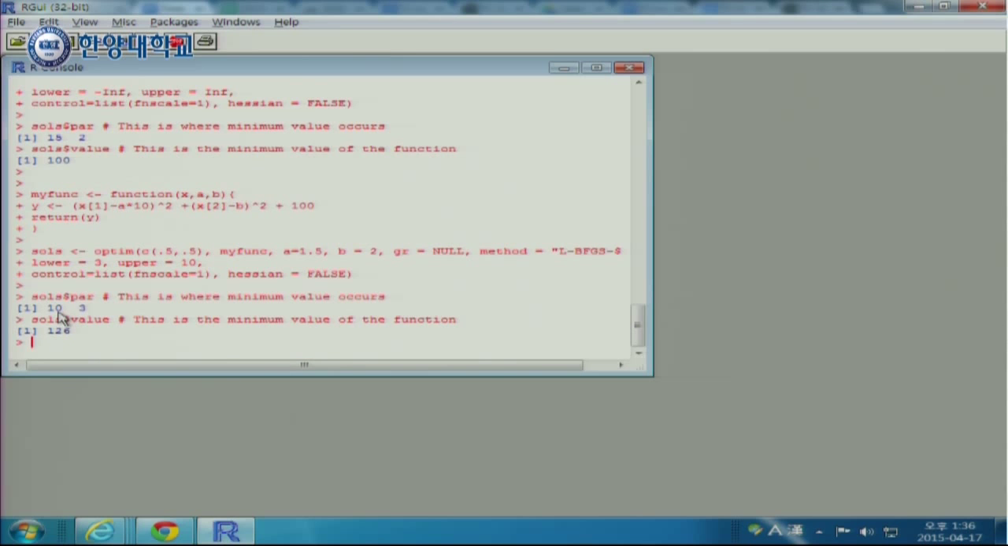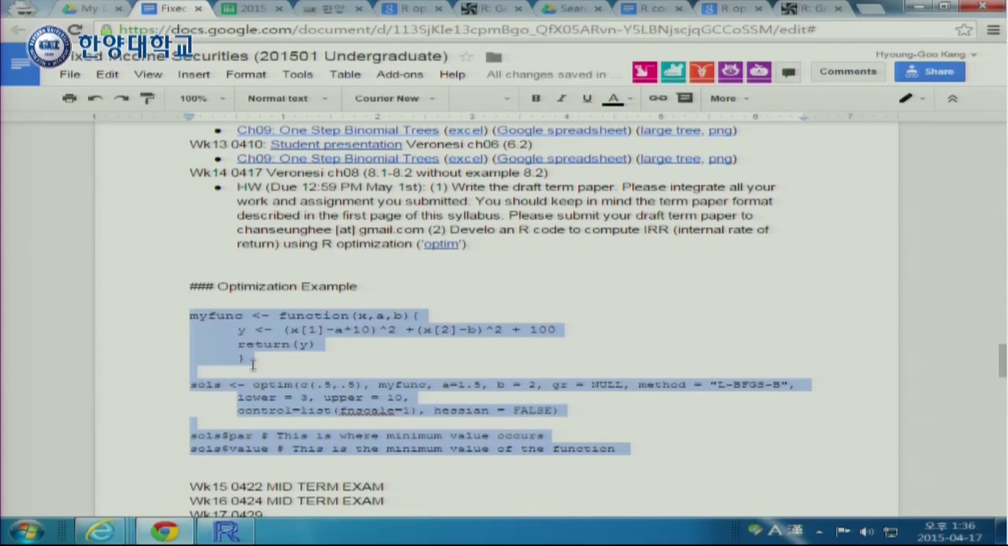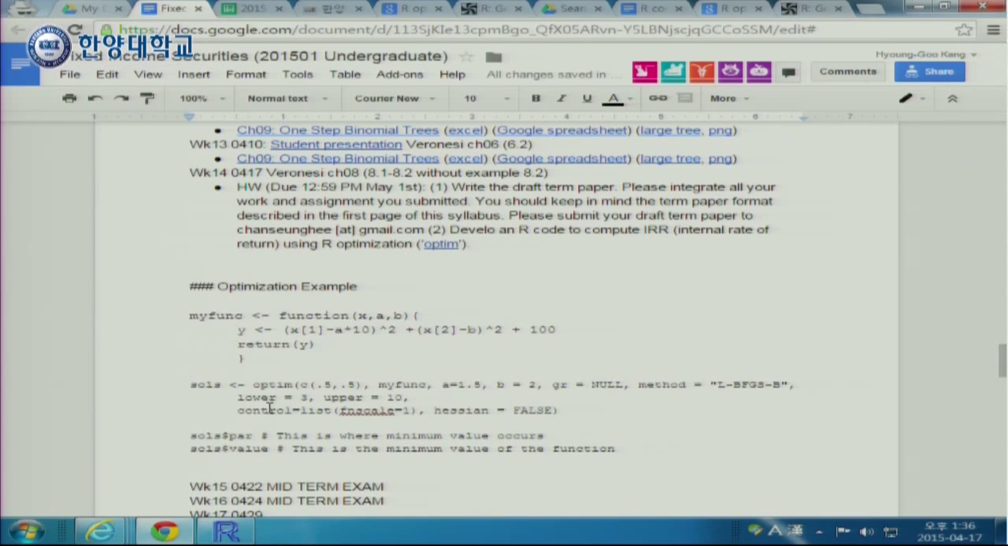Right? So the minimum value occurs at x1 is 10, 13, and the minimum value is 116. Now because it is constraint optimization, right? I artificially gave a minimum value of 3 and 110, so the minimum value should occur at 3 and 10, right?